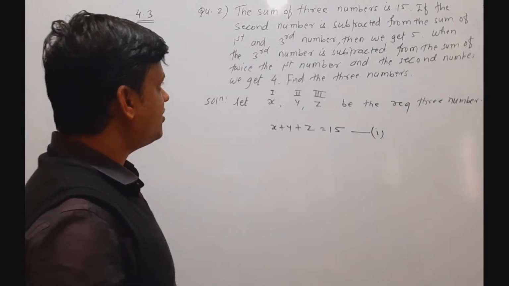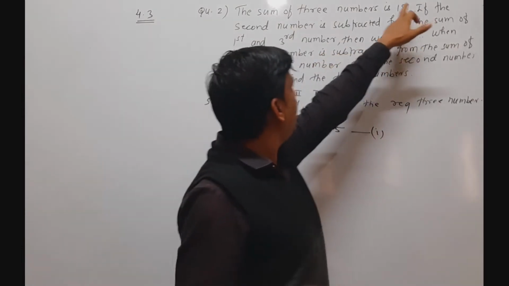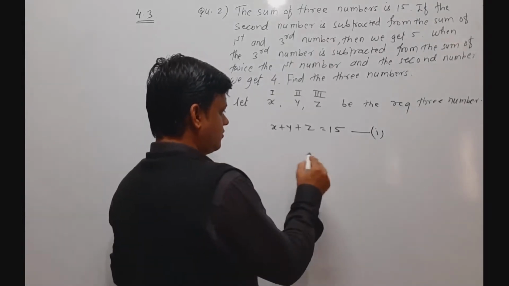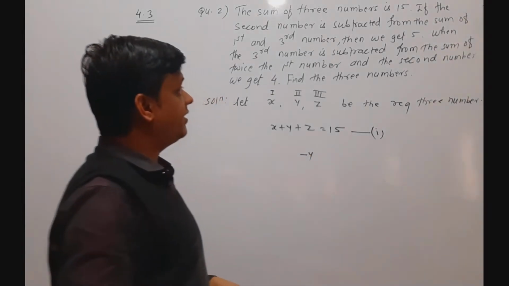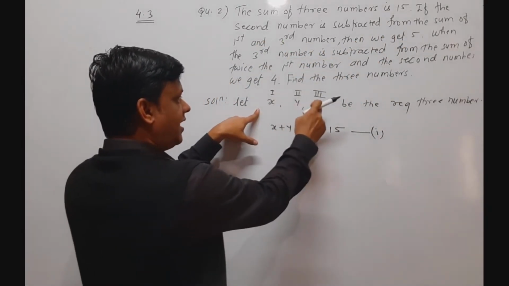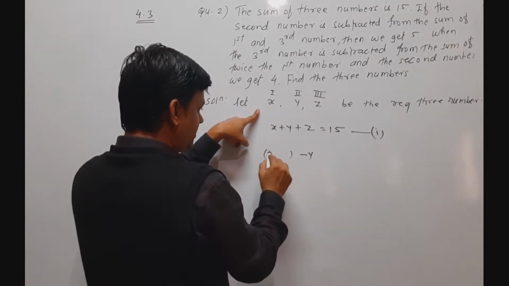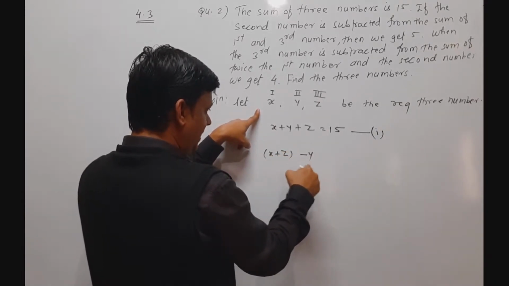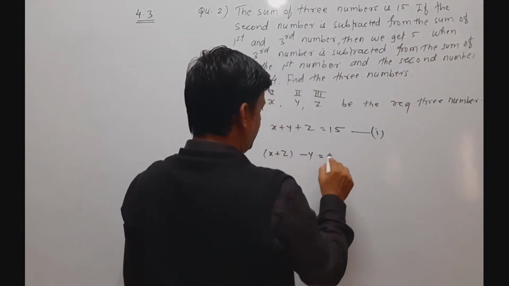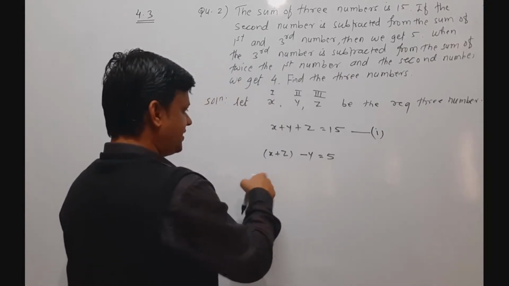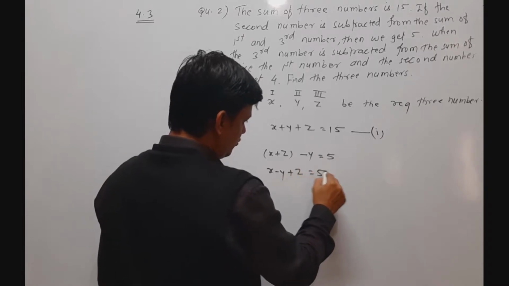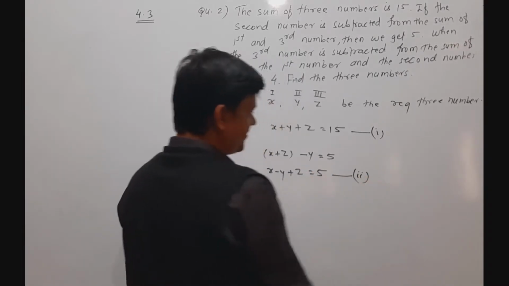Now see second condition. If second number is subtracted, here second number is y. So if second number is subtracted from the sum of first and third number, so write x plus z minus y, and we get 5. So you can write this as x minus y plus z is equal to 5 as equation number 2.